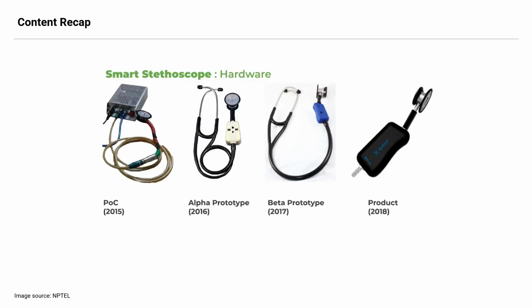And this is how the stethoscope has evolved over a period of time. You see that there is the POC, which is the proof of concept, then alpha, prototype, beta, and then the final product.